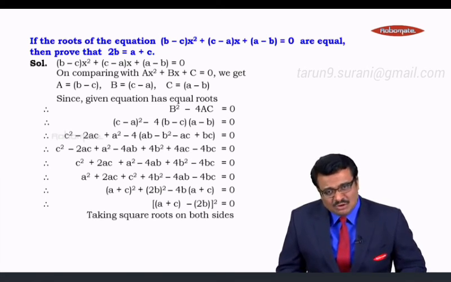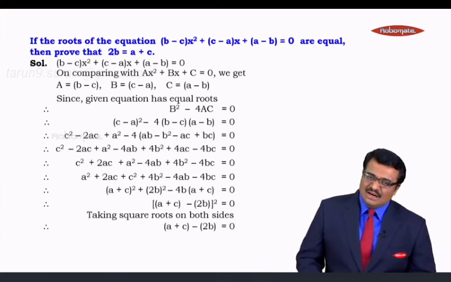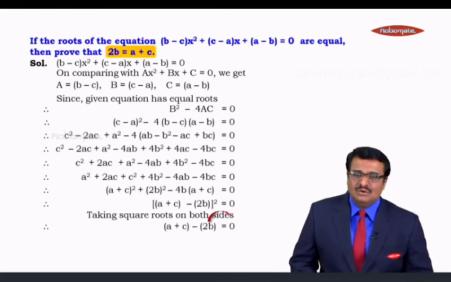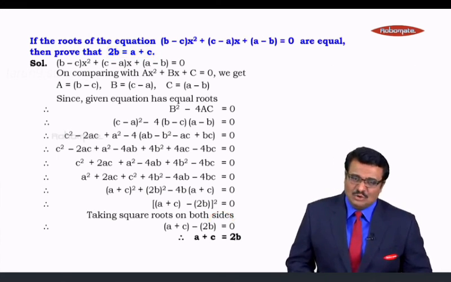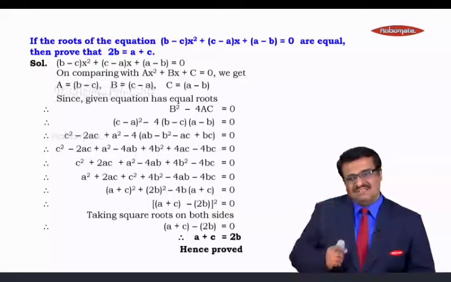Taking square roots on both sides, we get a plus c minus 2b is equal to 0. We can send 2b to the right side, we get a plus c is equals to 2b. Hence, we have proved the given question, right? That completes the solution. Thank you.